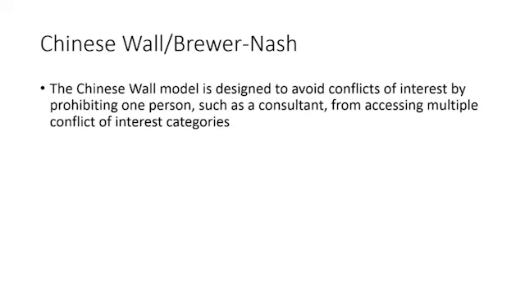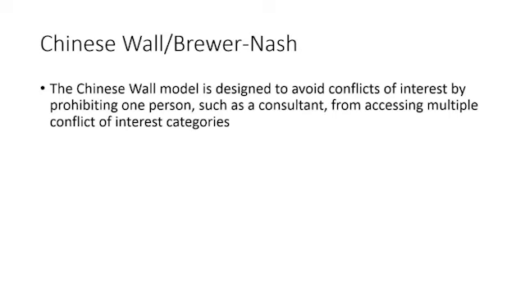Now we also have the Chinese wall, Brewer-Nash. I want to throw this one in here. This is designed to avoid conflicts of interest. That's what you need to associate Chinese wall and Brewer-Nash with. Conflicts of interest by prohibiting one person, like a consultant, from accessing multiple conflict of interest categories.